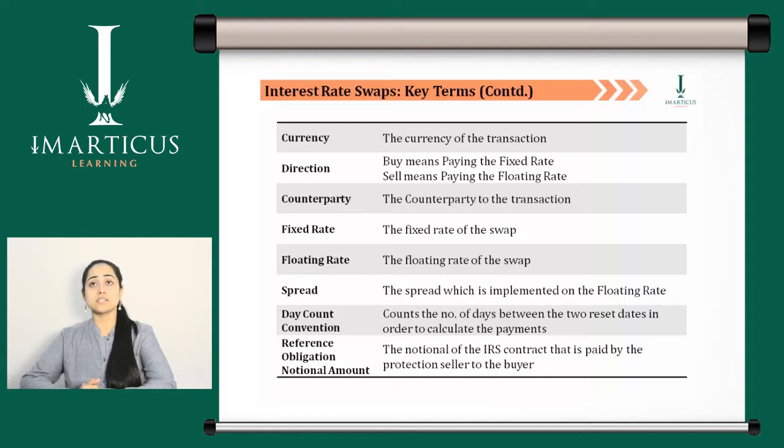The counterparty is the opposite party in a transaction. The fixed rate term is used for the fixed rate used in a swap. The floating rate term is used for the floating rate of the swap. The spread term is used for the spread which is applied on the floating rate. The day count convention is used to count the number of days between two reset dates in order to calculate the payments.